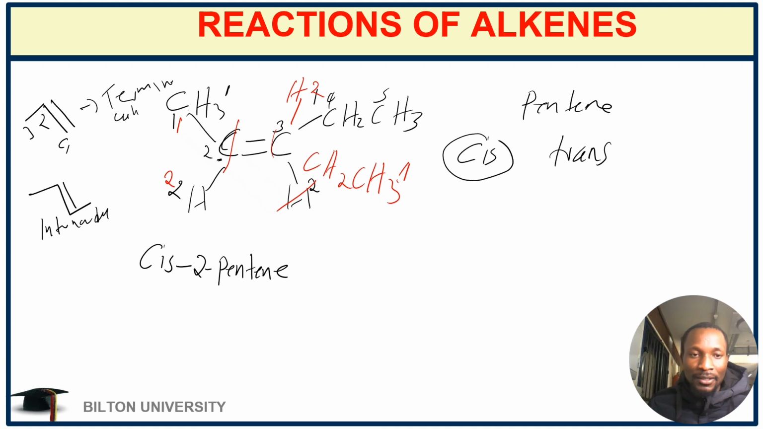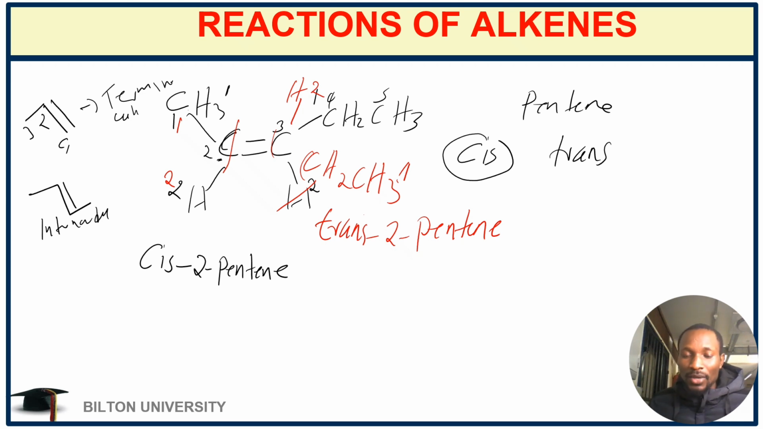Trans means opposite. So when we are referring to this second scenario, we can then say trans-2-pentene. So this is how we can name alkenes when they have 2 alkyl groups. We use cis and trans.